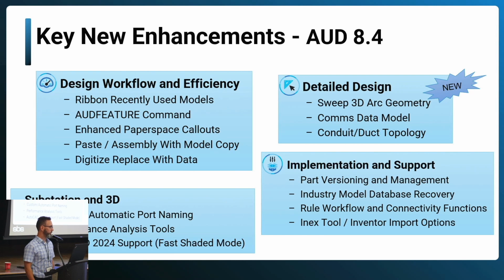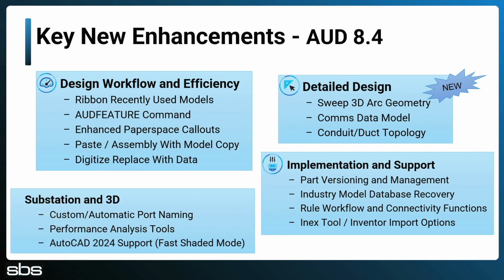And then we do have some very specific 3D and substation functionality around automatic port naming for large complex models. We have some performance analysis tools. This can help if you get into larger models that have a lot of 3D content, to analyze where the heaviest models are and what's really bogging down performance. And then of course support for AutoCAD 2024 brings their latest support for their fast shaded modes. So that's really been an important change in AutoCAD. There were preview versions in 2022, and then 2023 introduced it as a proper feature, but 2024 really has pretty good, robust support for 3D performance.